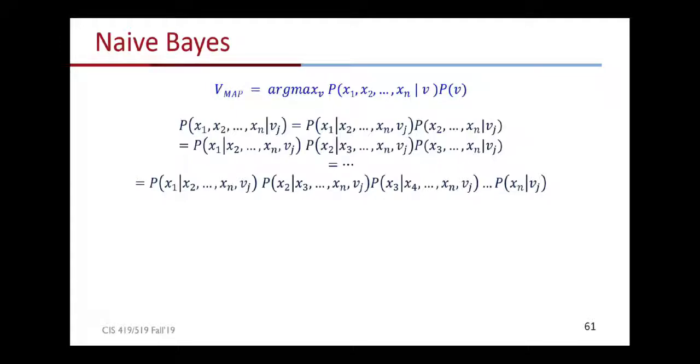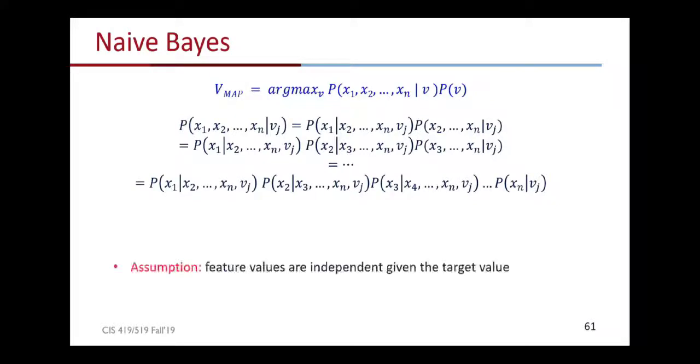Now, basically, I'm copying this. This is P of x1. I copied it here, and I keep on factoring this one. So now I'm writing P of x2 given the rest and vj, times P of the rest. And I can keep on doing it. So what I have here is the product of P of x1 given the rest, P of x2 given the rest, and so on. So far, no assumptions, right? That's something that I can always do. But still, I don't know how to estimate this because most of these are going to be zero, given that I've only observed a small number of examples.